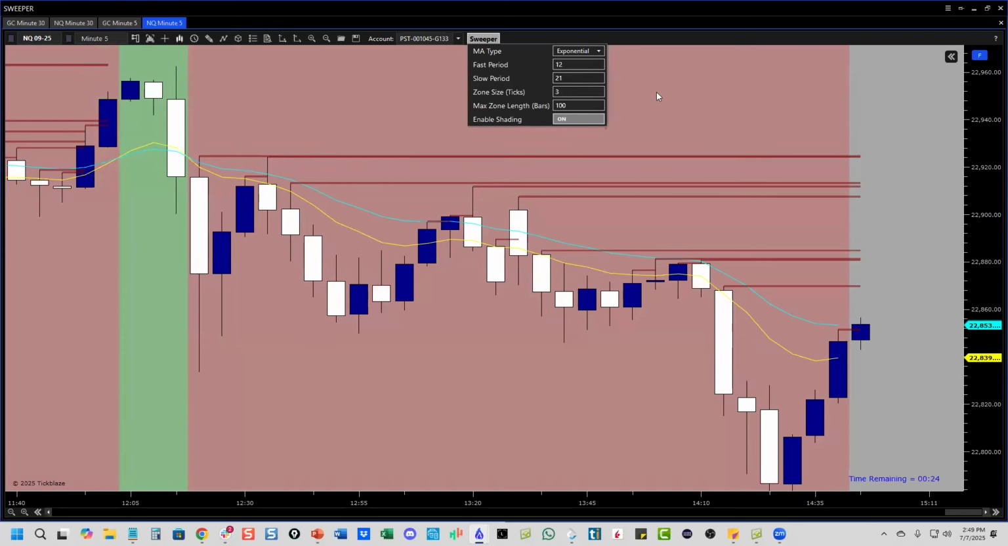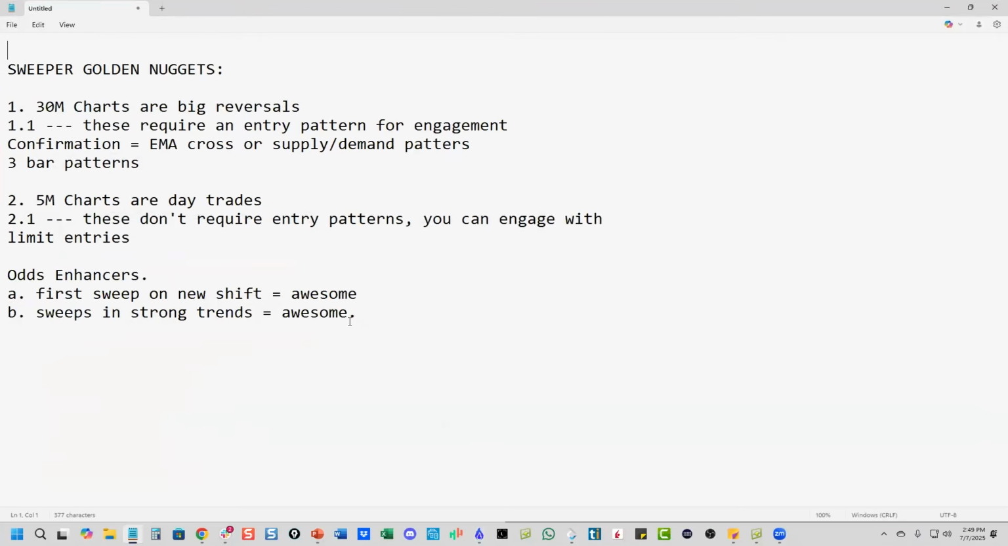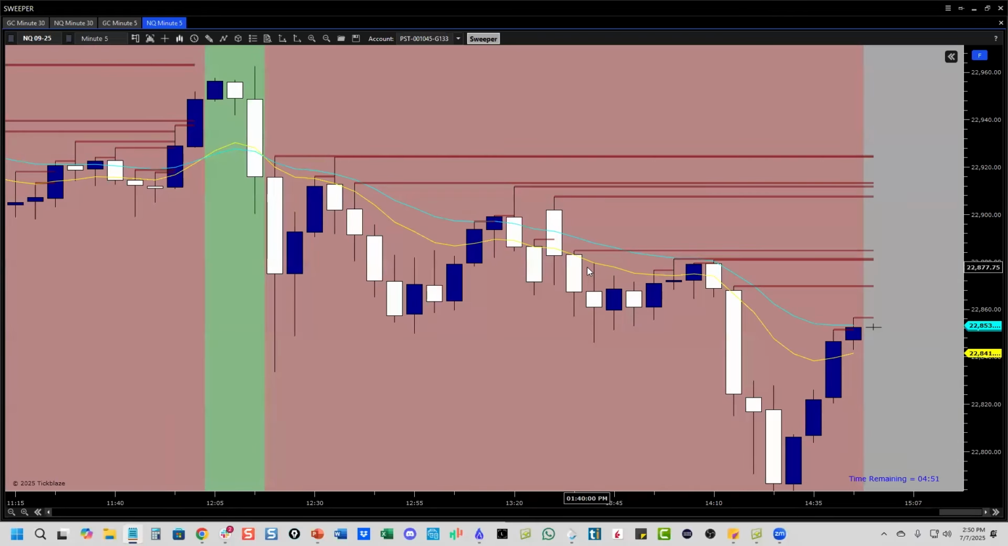My suggestion, my strongest suggestion, and this is a really big odds enhancer, on 30-minute charts, on 30-minute sweeper charts, use smaller EMAs. On 5-minute charts, use larger EMAs. Why? Well, because you're going down in time frames. So you want to make sure that you're taking sweeps on the right trend. Take a look at the difference. Now take a look at the sweep here.